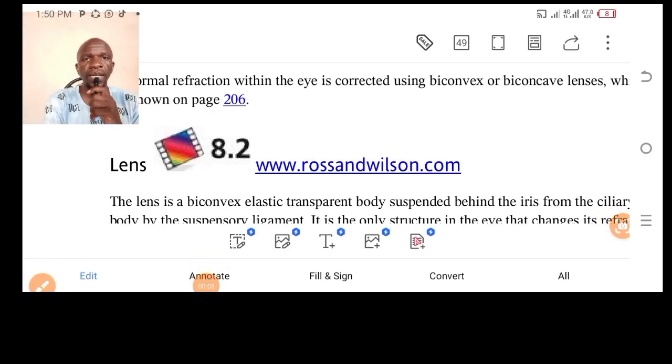Today we are going to look at the lens. I know that one day you are going to be asked to describe the structure of the lens. So it's very important for you to know what a lens is so that you're able to describe its structure.